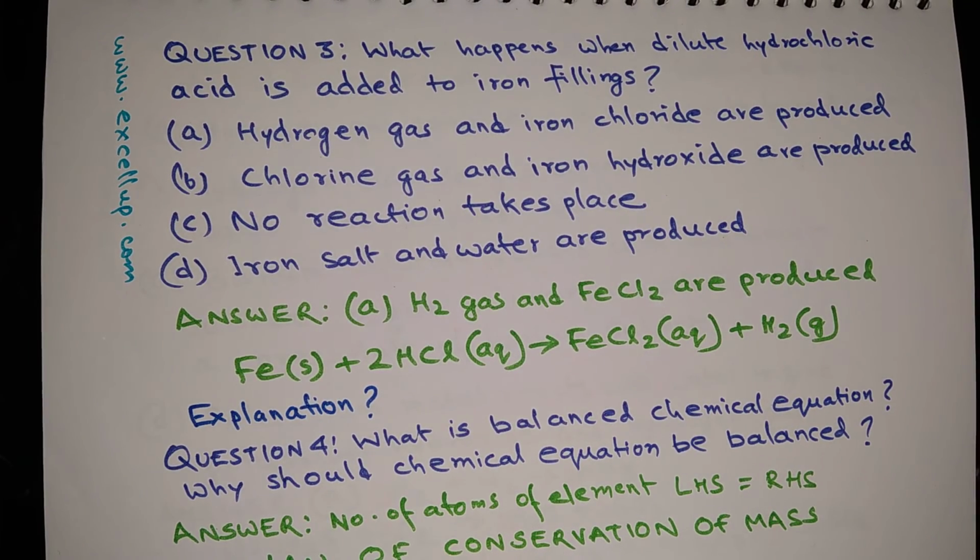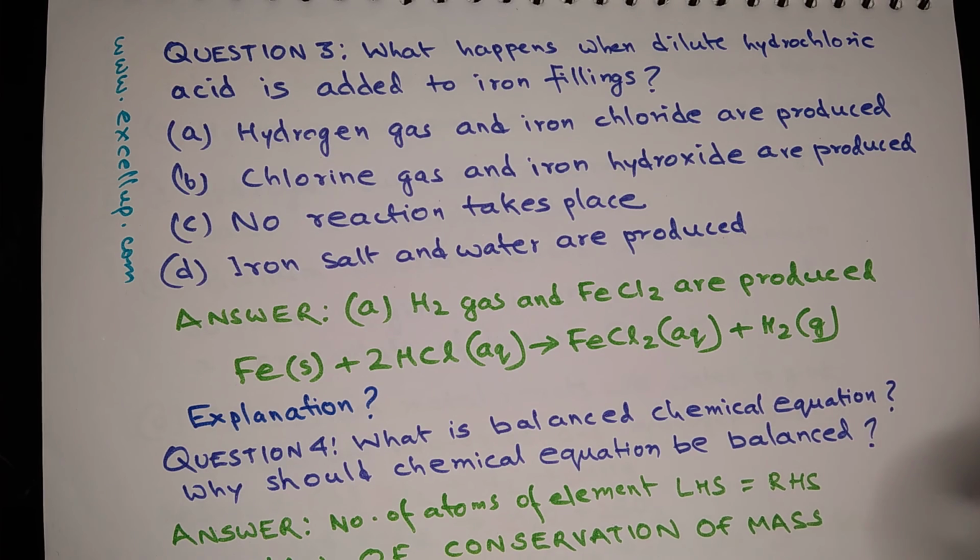So for any given isolated chemical system, we cannot create mass and we cannot destroy mass. So whatever mass is taken at the beginning of the reaction, it will remain so at the end of the reaction, and that is why the chemical equation needs to be balanced.